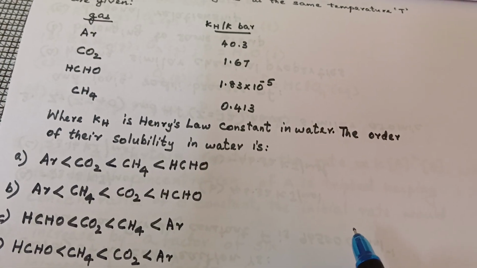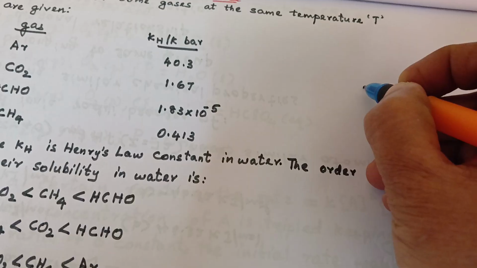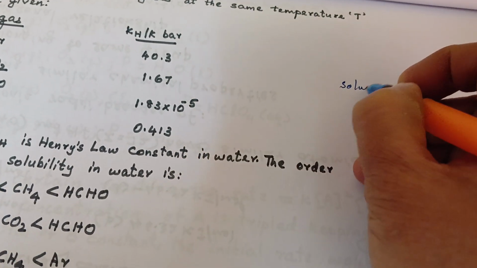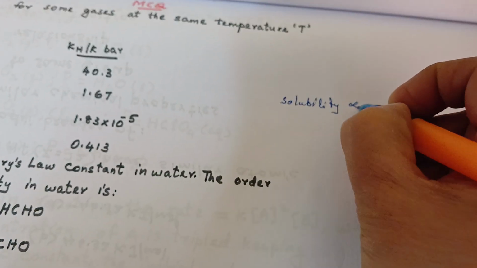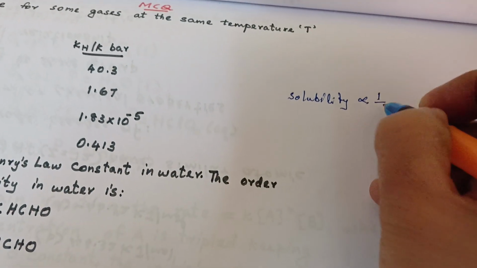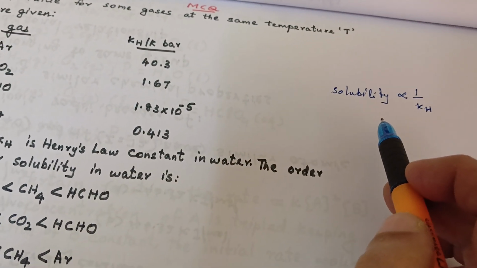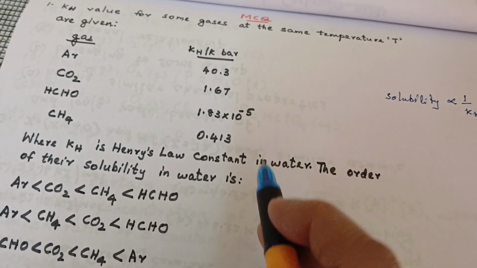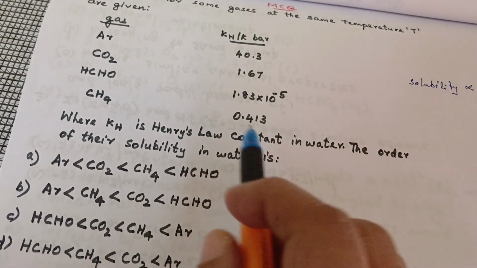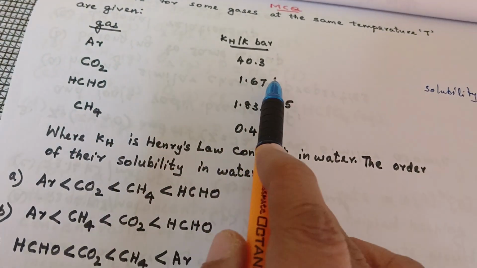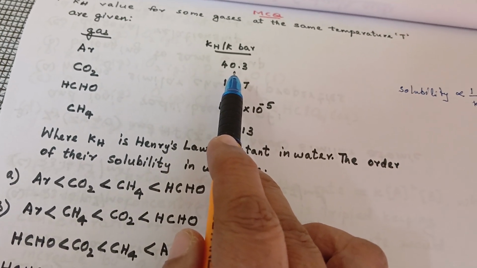Now we know that the solubility of a gas in water is inversely proportional to the KH value. So the higher the KH value, the lower will be the solubility of the gas in water. So which one is having the highest value? You can see argon is having the highest value. So it will be having the lowest solubility.